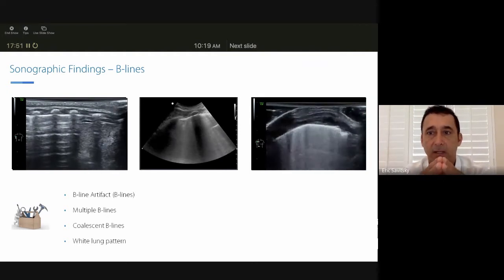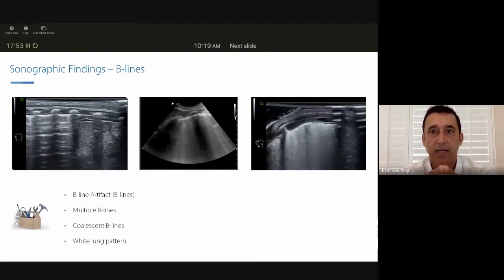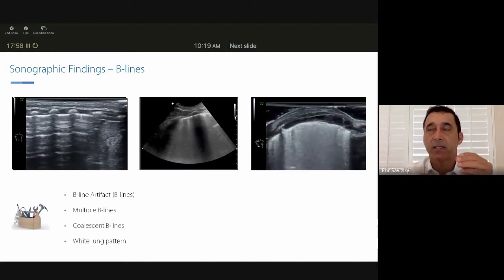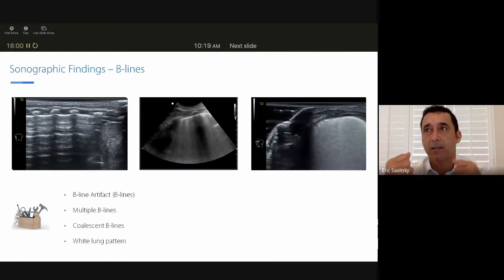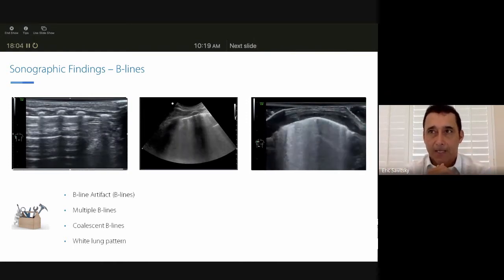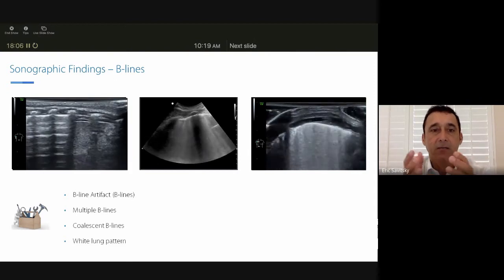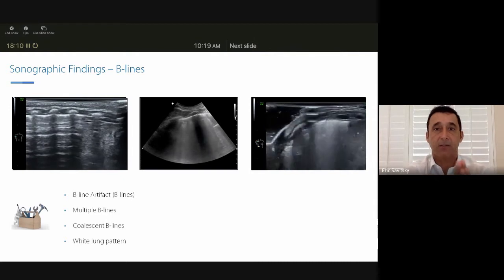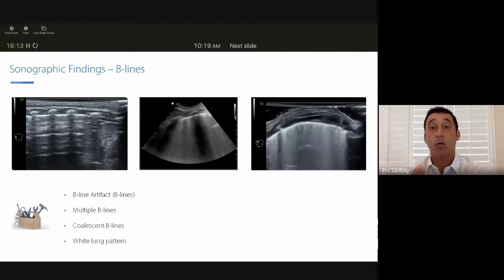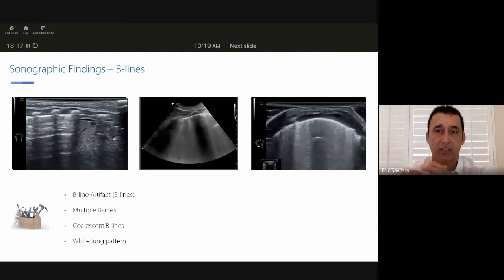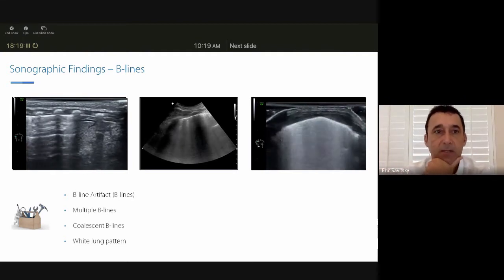All right, so talking a little bit about B-lines, and we'll define what causes B-lines shortly. And the terminology, once again, you can hear B-lines, lung rockets, comet tail artifact, many different terms. What we're going to use to simplify things is you have B-lines, you have multiple B-lines, you have coalescent B-lines, and then you have a white lung pattern where the B-lines are essentially confluent, and we'll show some examples of this.